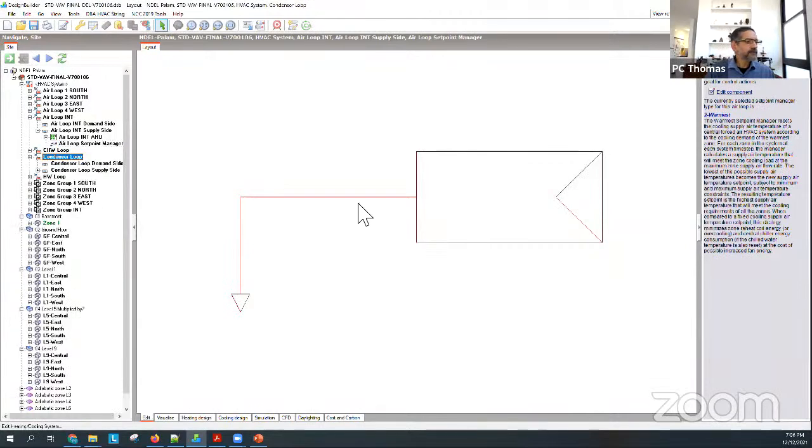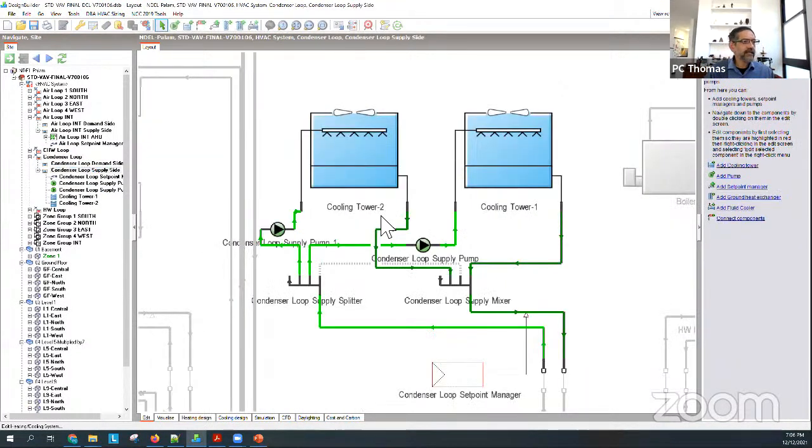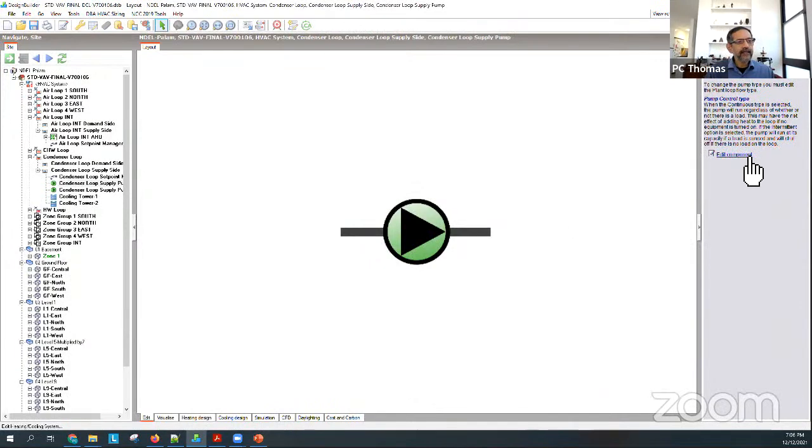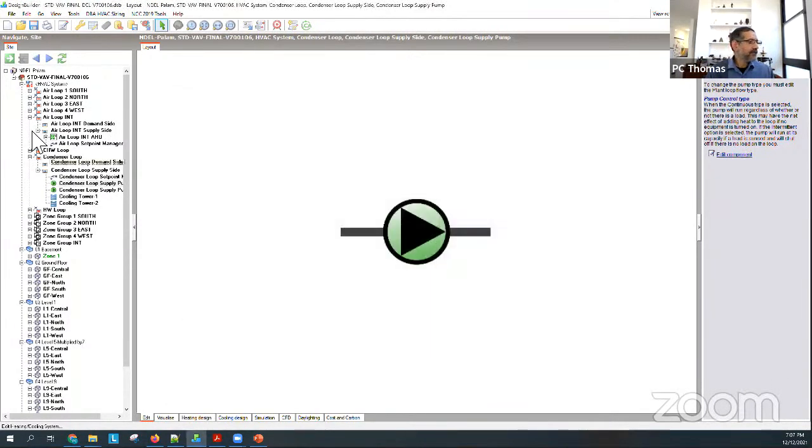Here's your condenser loop. Each cooling tower has got a pump, very much like the chilled water system. There's a supply side and a demand side. If you go to the supply side, you can see cooling towers, fans, pumps, controller. If you look at a pump, you can see how it's set up. It's a constant speed pump. It's auto-sized power consumption, but you've got to tell it what the head is, what the efficiency is, and so on. The defaults are not always appropriate, so you must look at that. You must know what's happening over there.